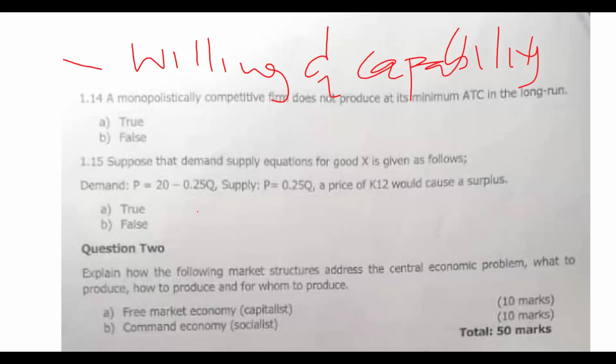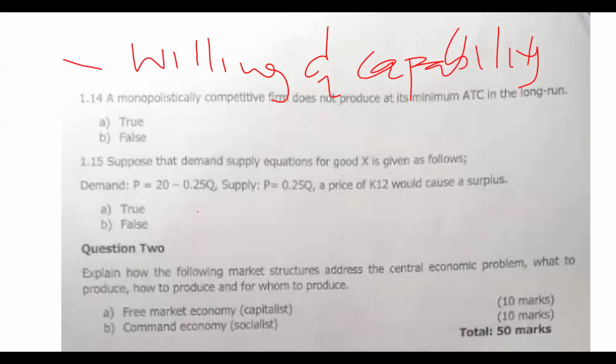And we made mention that willingness alone is not enough, and the capacity alone is not enough. It only becomes demand when you combine the willingness and capacity of the consumers to obtain the commodity that has been served or provided at a ruling price. That is what demand is all about.